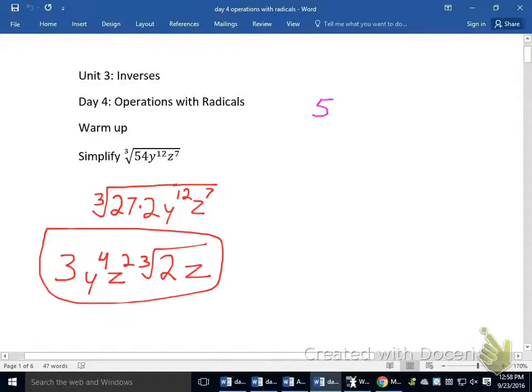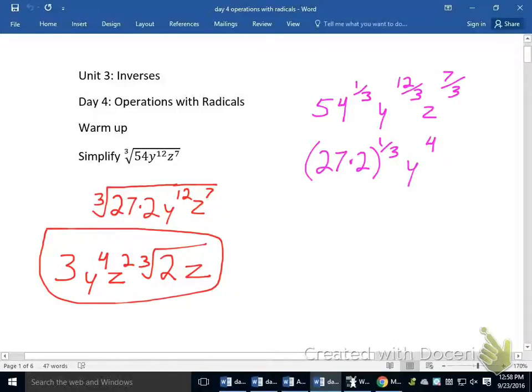So if you're feeling on this problem, you should set it up as such. 54 to the 1/3, y to the 12 over 3, z to the 7 over 3. You certainly may. What that does is it works out much the same, where the 54 you would write as 27 times 2. The y could go ahead and reduce to a 4. The z will stay to the 7/3.